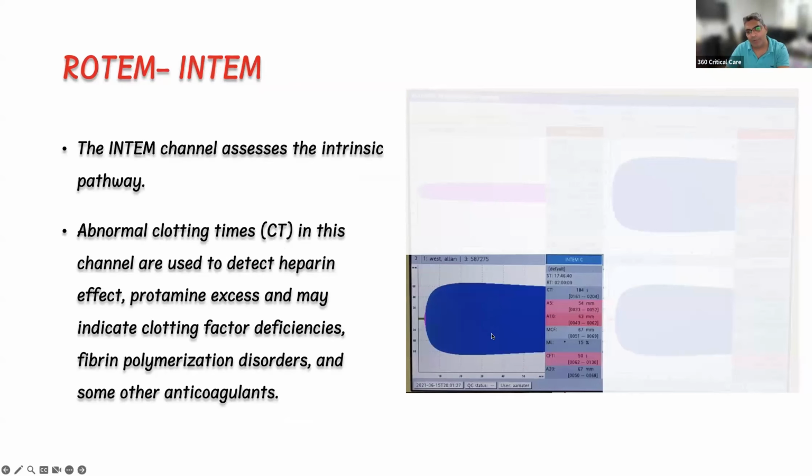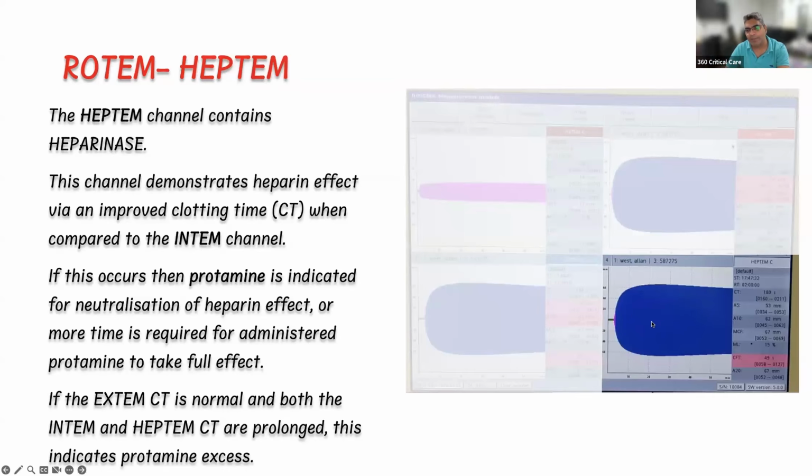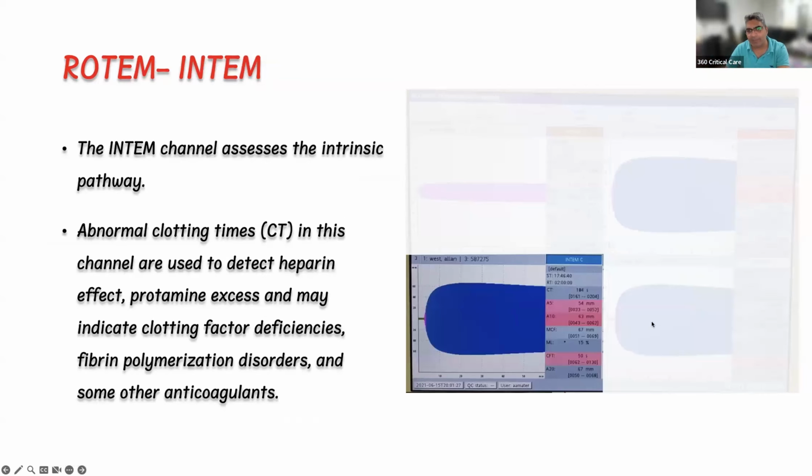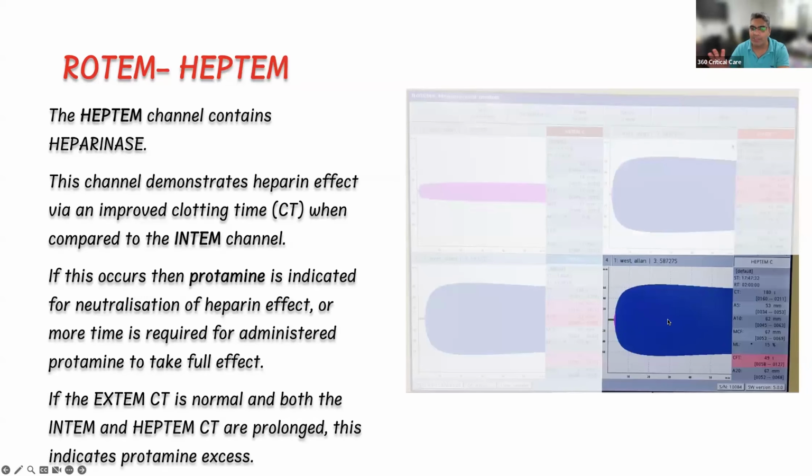So if you have a prolonged clotting time in INTEM which gets corrected in HEPTEM, that means it is heparin effect. But if you have a prolonged clotting time in INTEM and also HEPTEM, it is not because of heparin, it is because of something else, some other inhibitors. Okay, so that's what you need to understand. The HEPTEM channel contains heparinase, which destroys the heparin. So this channel demonstrates heparin effect via an improved clotting time when compared to the INTEM channel. So in INTEM you will find a heparin effect, in HEPTEM you will not find a heparin effect.